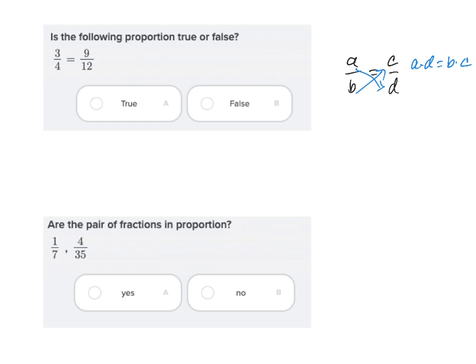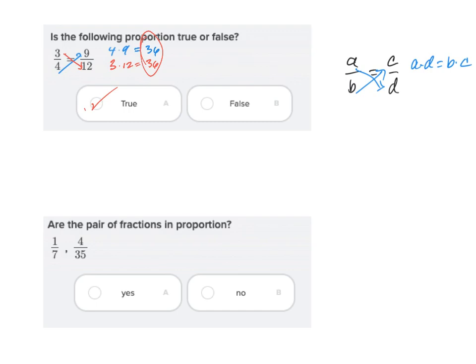Okay, that was the test for the whole thing. And it means they're equivalent ratios. So if I look at this problem, 3/4, I'm going to take 4 times 9, which equals 36. And then I'm going to look at 3 times 12, which is also 36. So these two are equivalent. So therefore, yes, it is equivalent. They're equivalent ratios. That's all you had to do with it.